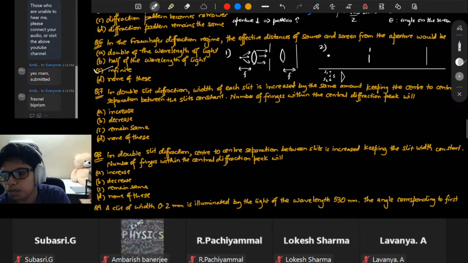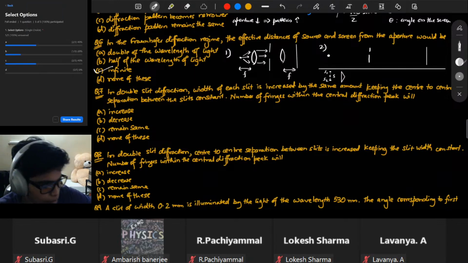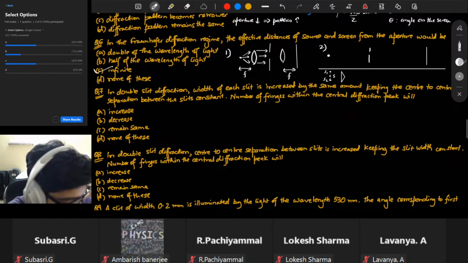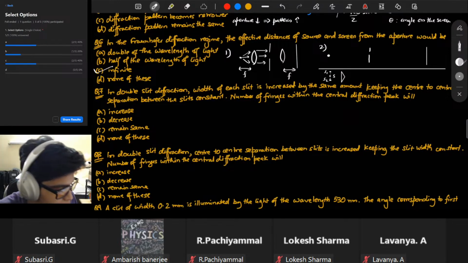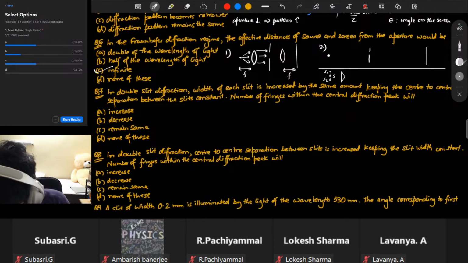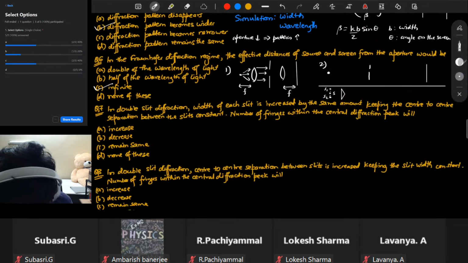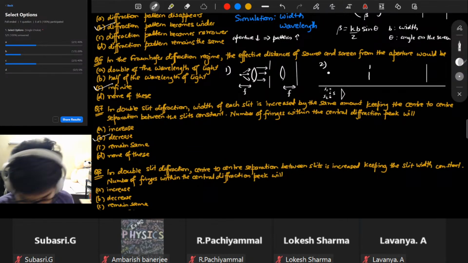Okay, so I will stop the poll now. It seems most of you have got this one wrong, which means my simulations would be even more beneficial to all of you. The correct answer is that the number of fringes within the central diffraction peak will decrease.